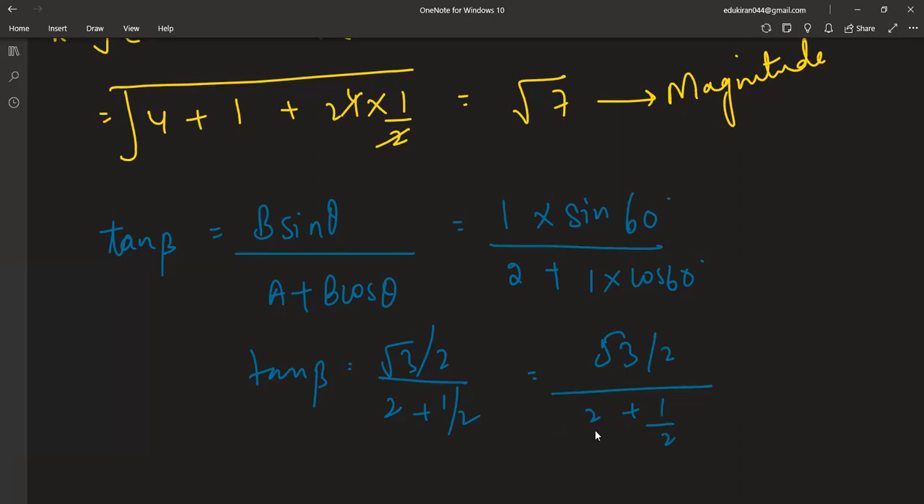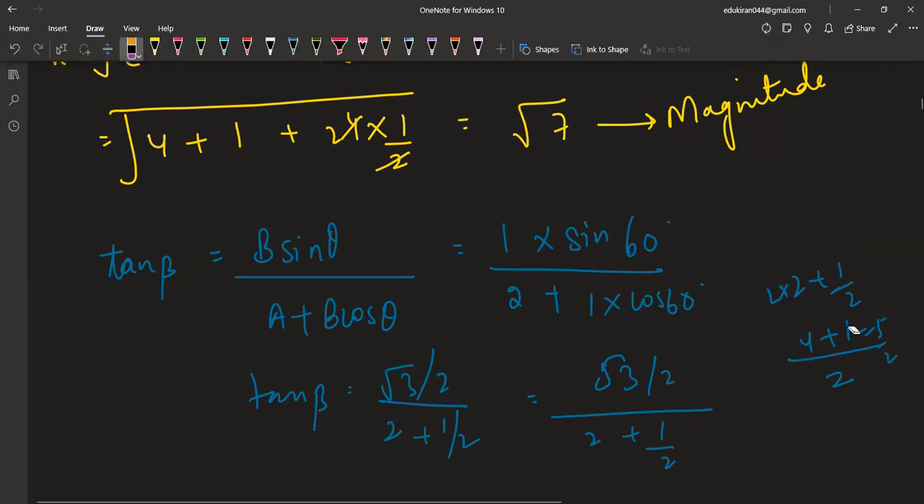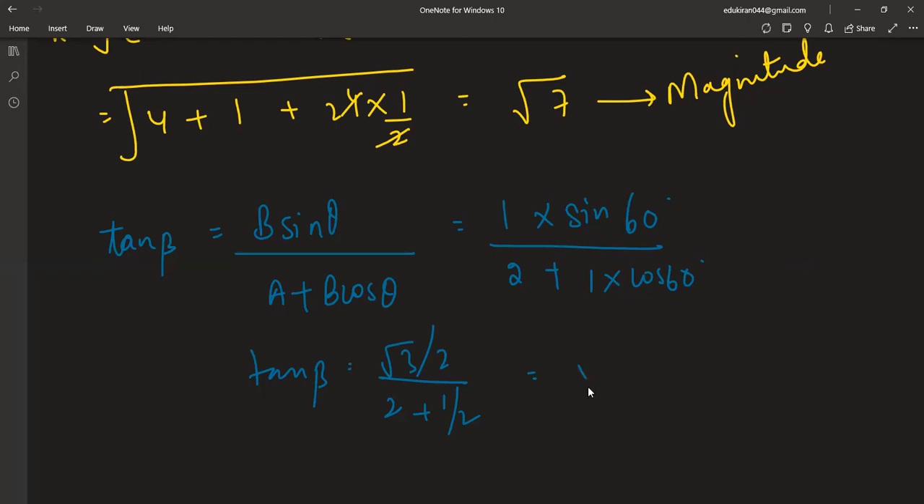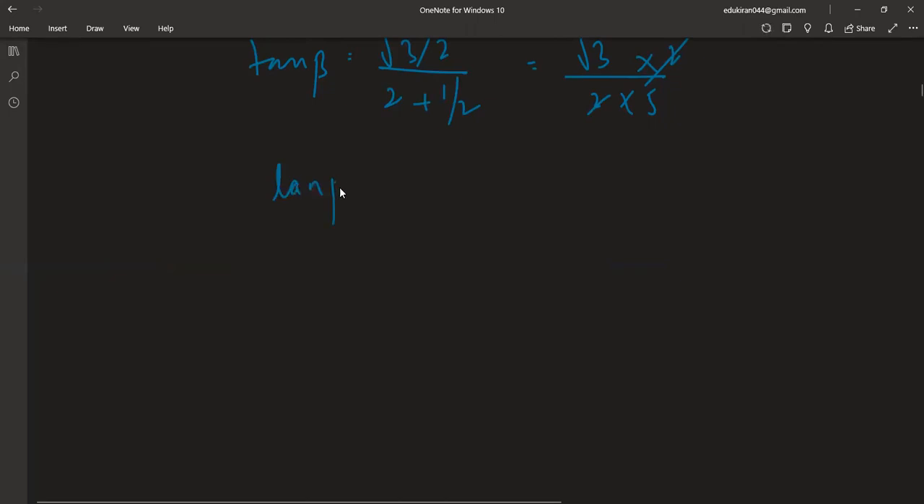What is 2 plus half? When you take the LCM, it becomes 2. So you multiply 2 over here, that becomes 4 plus 1, that is 5 by 2. So this becomes root 3 by 2 and this is 5 by 2. So this gets cancelled. Now look here. Your tan beta is coming root 3 by 5. So what will be beta? Beta will be tan inverse root 3 by 5.